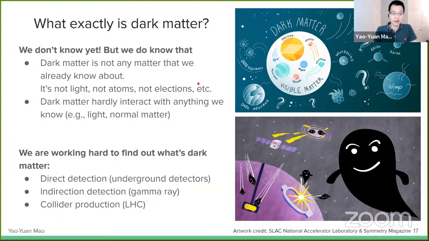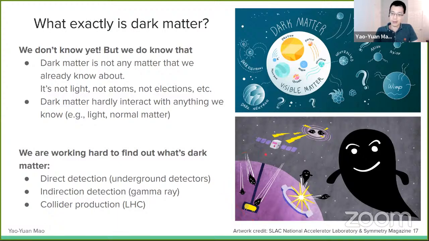Regardless, we're still working very hard to try to find out what dark matter is. Even though dark matter hardly interacts with anything we know, we have this kind of last hope, hoping that dark matter will, in some very tiny chance, interact with something. And so we have several experiments in this very cute cartoon. It actually nicely depicts several experiments that scientists are running to find dark matter.